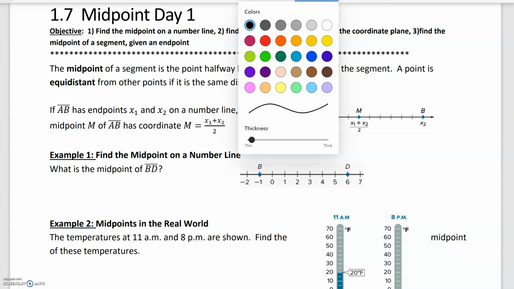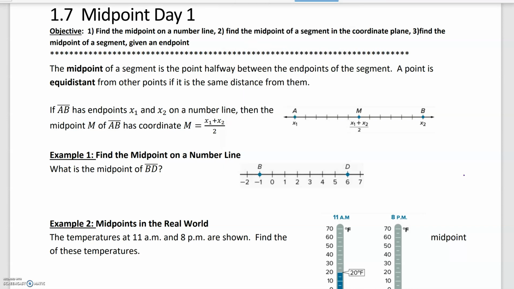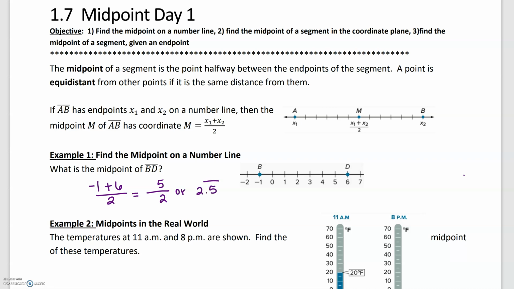So midpoint, obviously in the middle, and so we add the two numbers and then divide by 2, basically averaging the two, to figure out what would be in the middle. So we're going to take and add the two, the B and the D, where they're at, and then divide by 2 to figure out where that would be in the middle. And so that would be 5/2, or 2.5. That kind of helps you see where that midpoint would be.